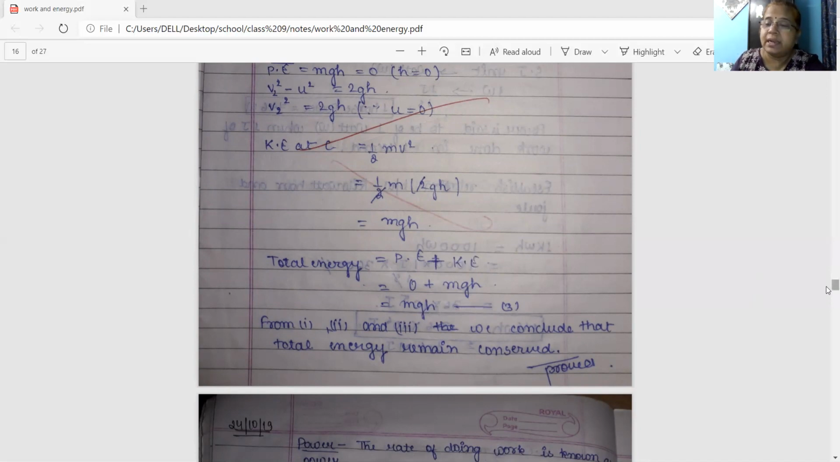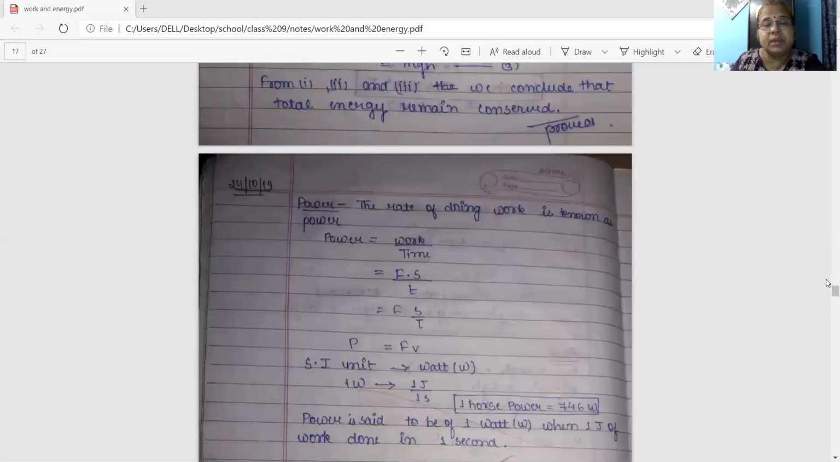From the first, second and third equations, we can conclude that the total energy of the body remained conserved. That is, it remained constant and it is mgh. I think it is clear to you.